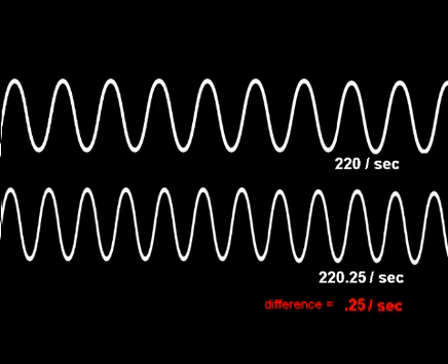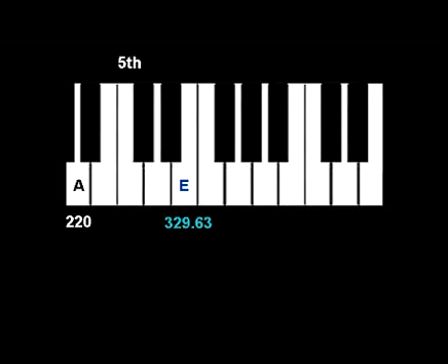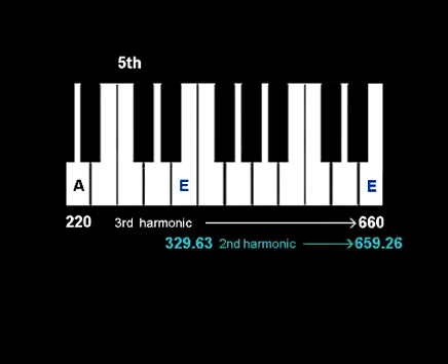Okay, now back to equal temperament. How does one use the principle of beats to tune all the pitches? So let's assume for right now we've tuned our A220 correctly, and we know the E, the fifth above that, is supposed to be 329.63 cycles per second in equal temperament. Remember how that is a little bit different from the perfectly harmonic fifth? When we play the A and the E together, we listen for the third harmonic of the A and the second harmonic of the E.